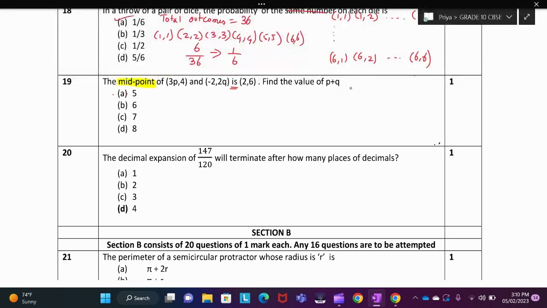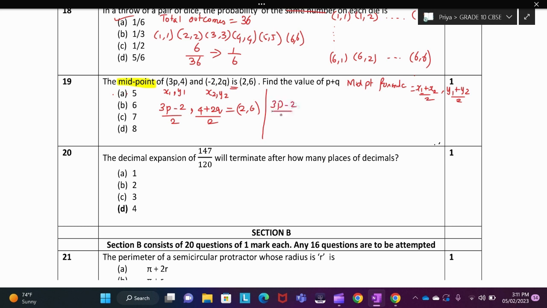So the midpoint formula is x1 plus x2 by 2 comma y1 plus y2 by 2. So consider the first coordinate as x1 comma y1 and the second as x2 comma y2. Okay, so x1 plus x2, that is 3p minus 2 by 2 comma 4 plus 2q by 2 is equal to 2 comma 6. Okay, so now I am taking the x coordinate and equating with the x coordinate here and y coordinate to be equal to the y coordinate.